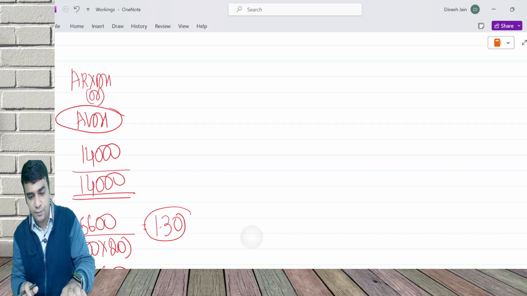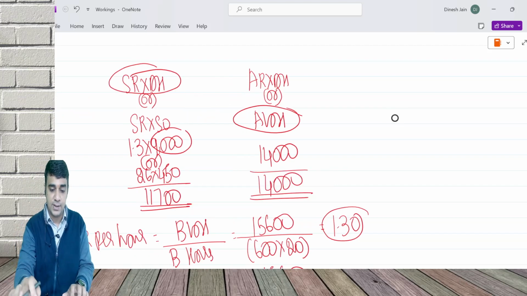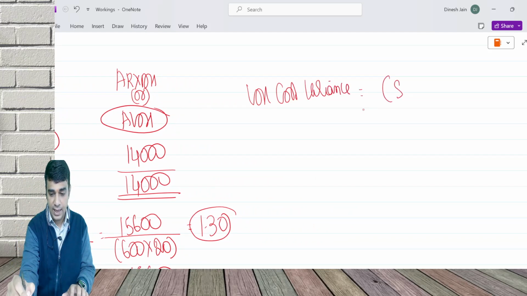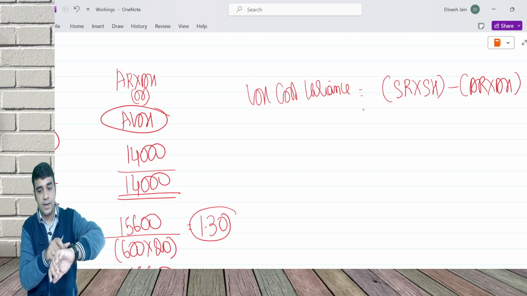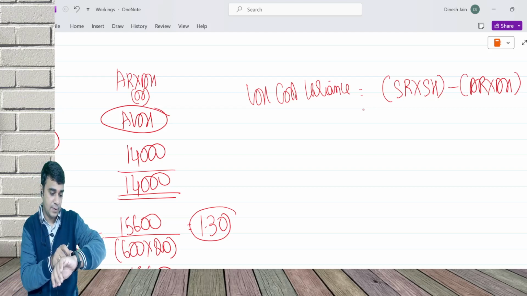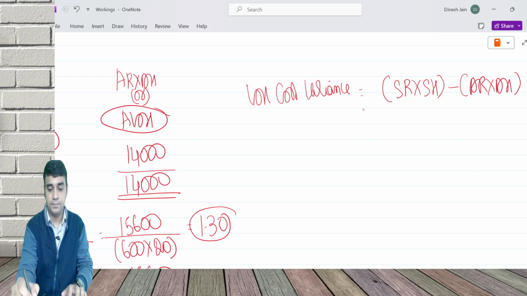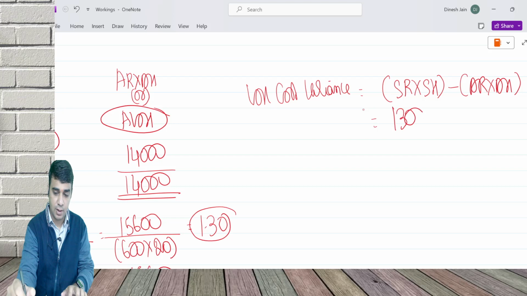Let's start. VOH variances. VOH cost variance equal to SR into SH minus AR into AH. How much is the first column? Last column, 1000 adverse.